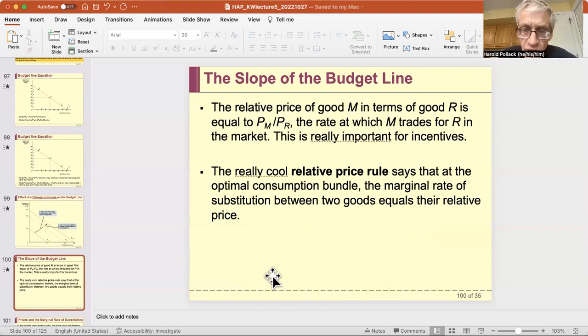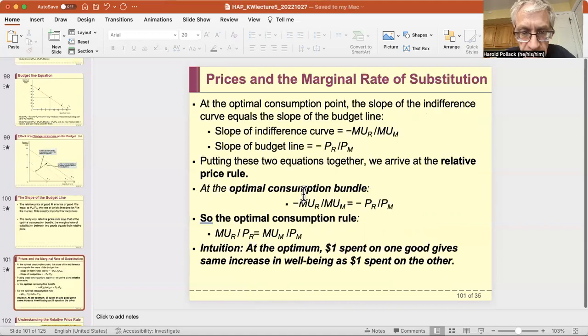So we've got the relative price rule, which I've beaten to death now, but this thing is really important.